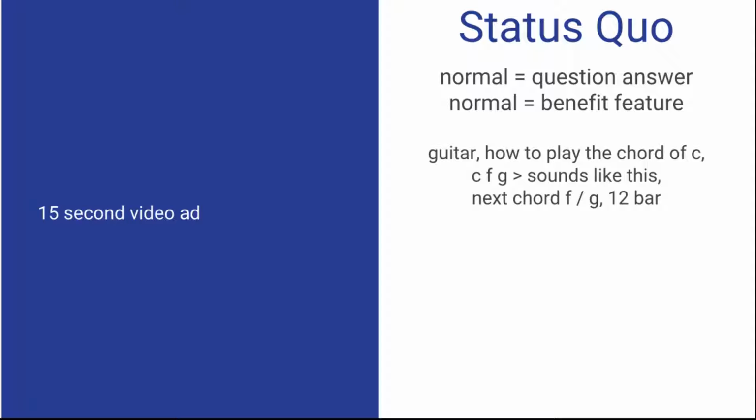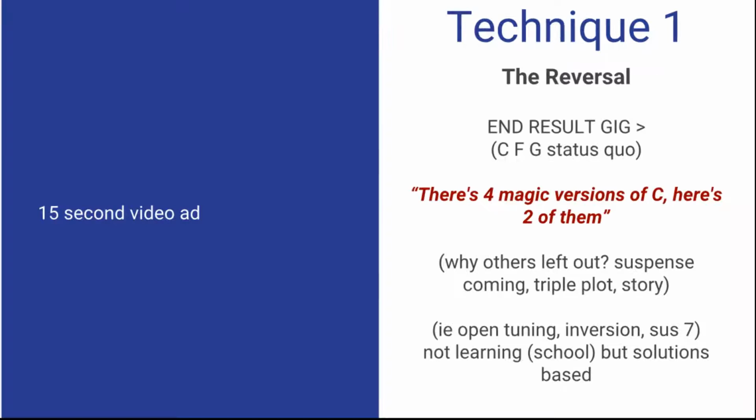But you can see that those kinds of approaches to a video ad, to sell without selling, to get them involved, to make them want it, are kind of boring. So how do we get around that? So technique one's called the reversal. Okay, the reversal. So it's not just that we start with the end result and then work backwards. I don't quite mean that.